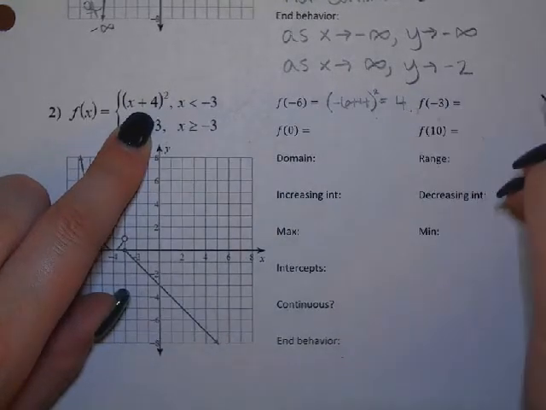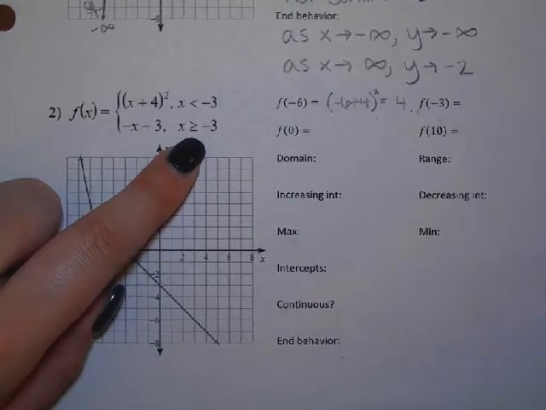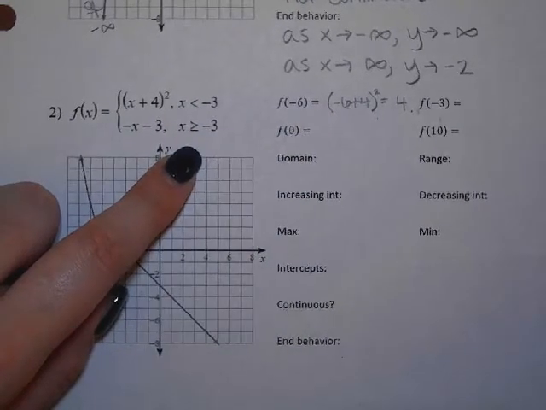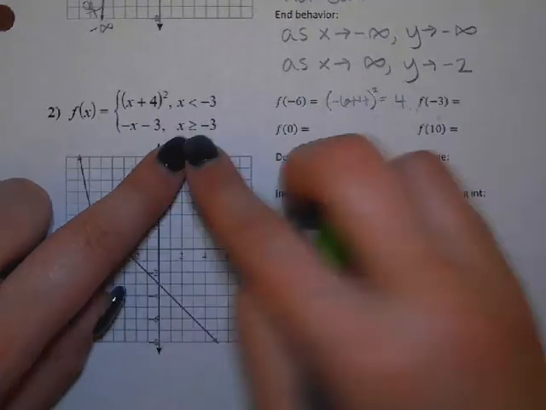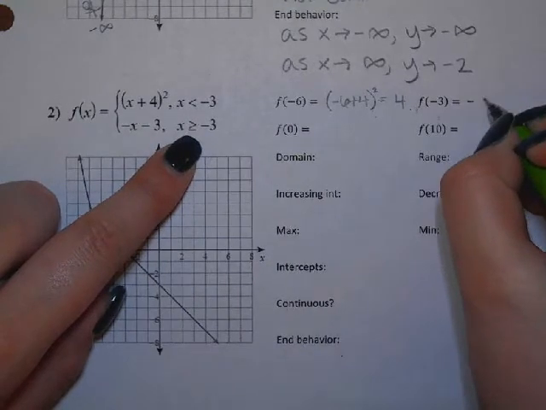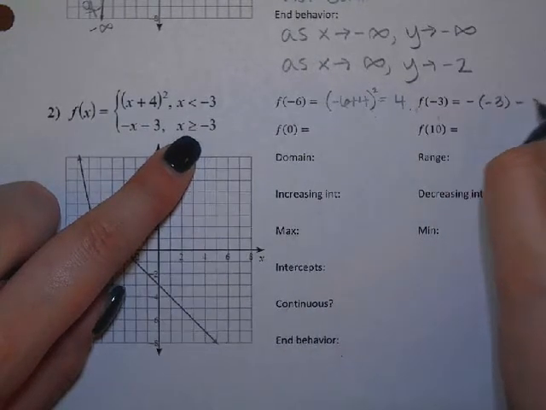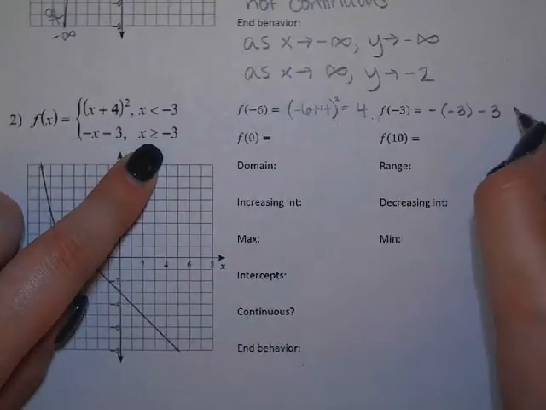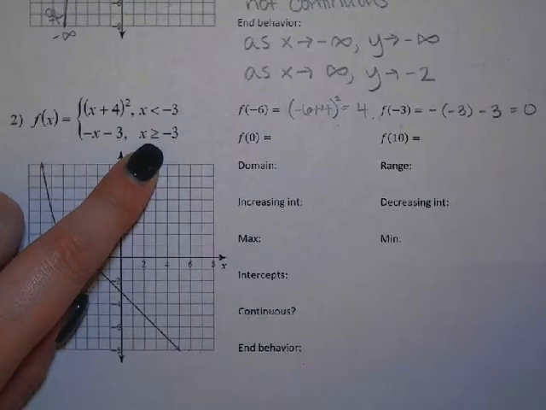Which one do we actually get to plug -3 into? Because they both say -3. The bottom one, why? Because it's got the equal sign. So we're going to say negative of -3 minus 3. So minus minus makes a plus. We got 3 minus 3 is 0.